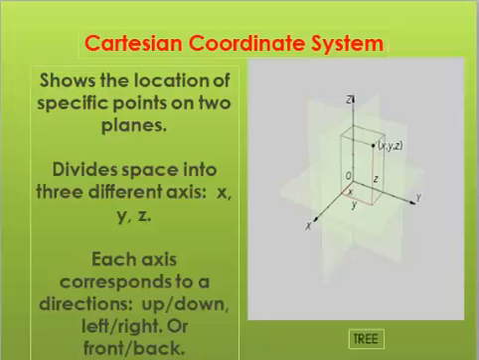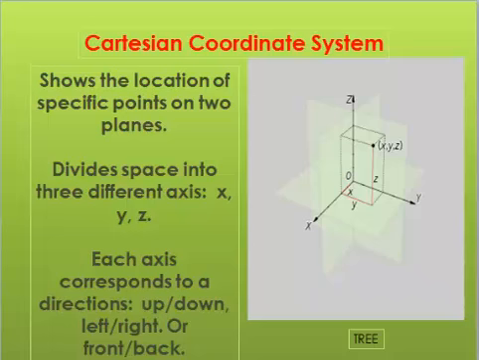The last coordinate system that I want to talk to you about is a Cartesian coordinate system. The reason we want to talk about this one is sometimes we need another variable besides that straight line coordinate system over a distance, because objects don't just live in a two-plane world. So a Cartesian coordinate system shows the location of specific points on different planes.